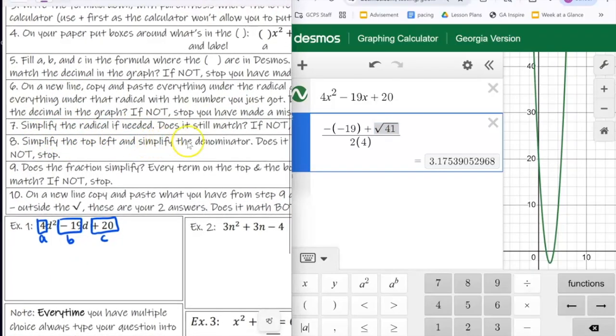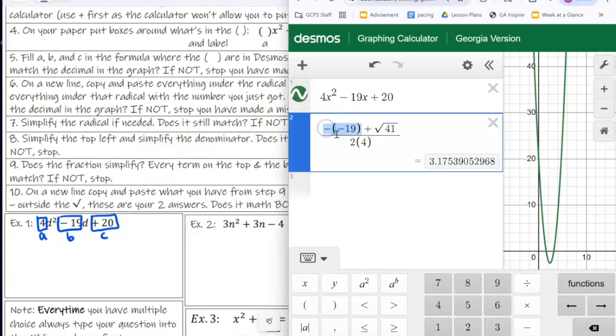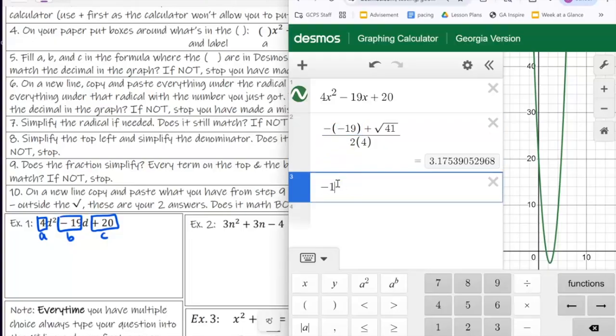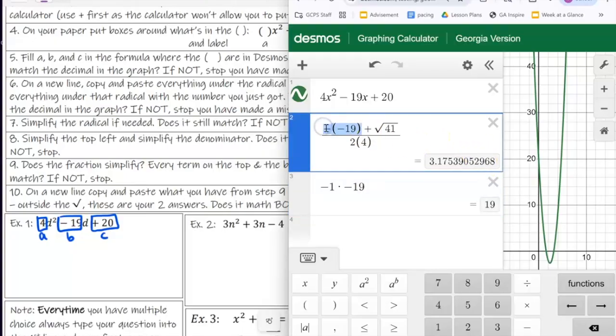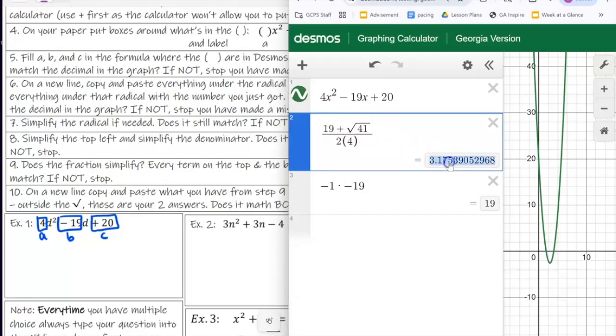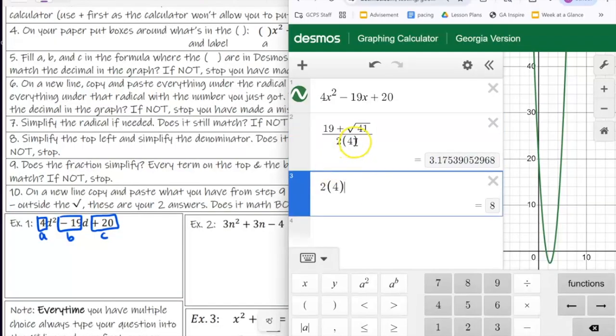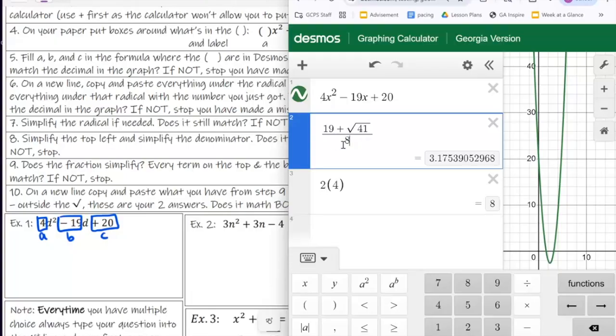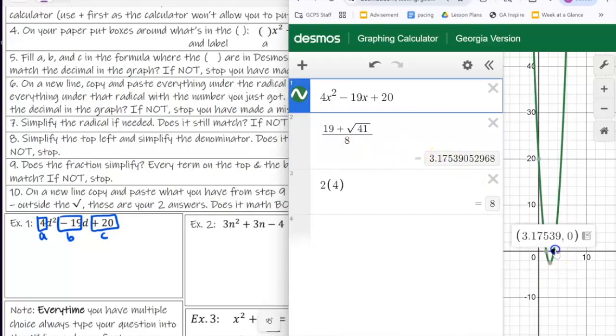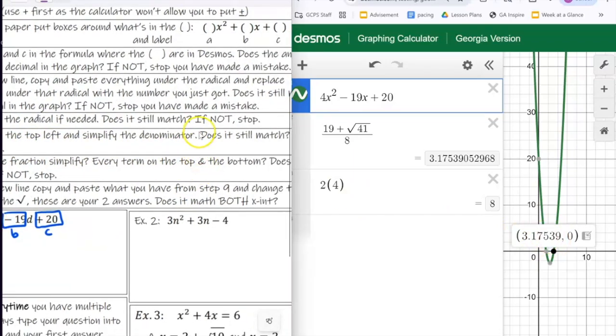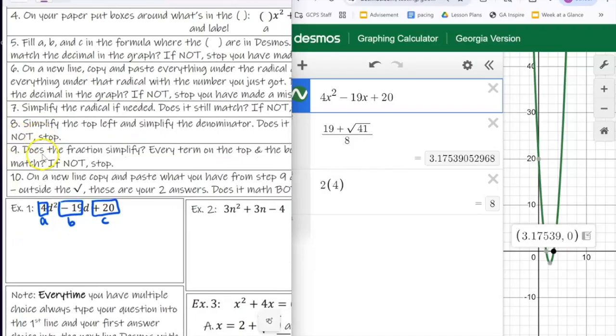Simplify the top left. All right, so let's do that. What's this top left? What's a negative times a negative? A positive, right? So a negative 1 times negative 19 will give me a positive 19. So we're going to simplify this to positive 19. Am I still good? Yes. All right. And simplify the denominator. So 2 times 4, which is going to give me 8. Yes, 8. So I'm going to replace this with 8. Am I still good? Yes, I'm still matching that 3.1759. All right. So again, it says, does it still match? If not, stop. So it does match.